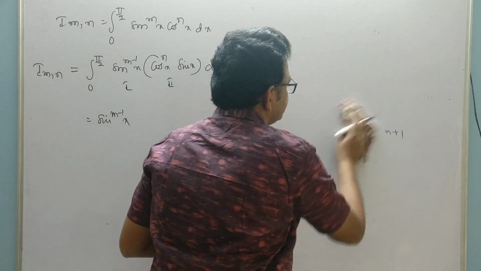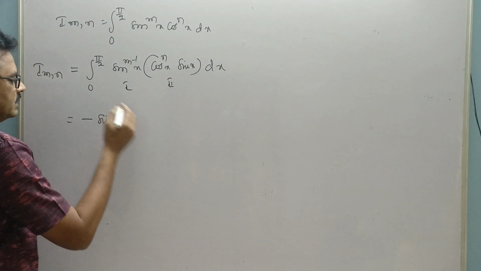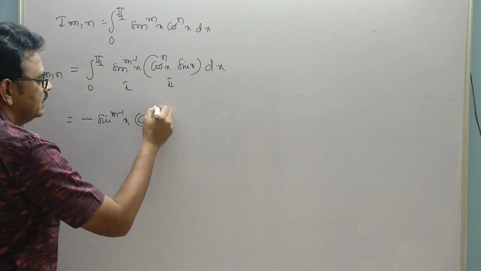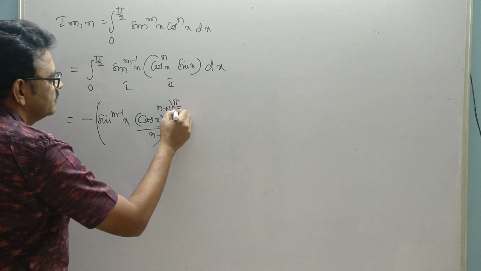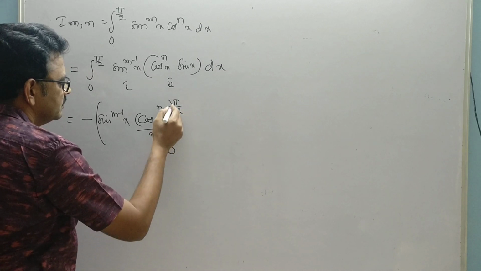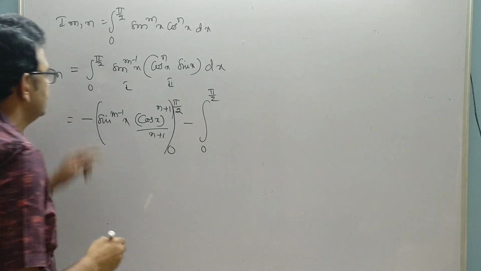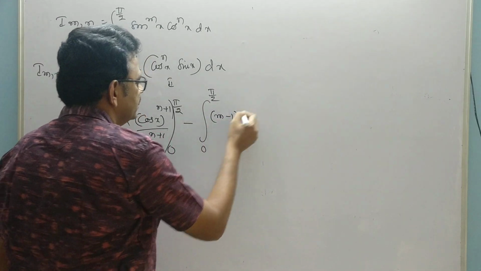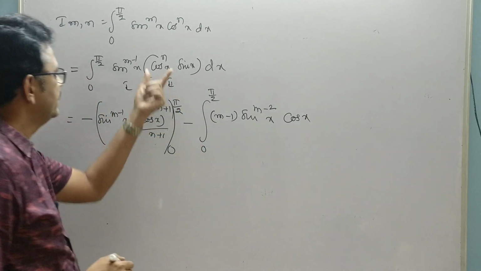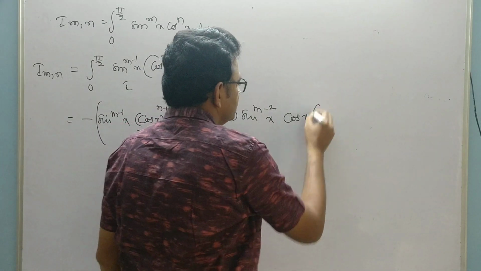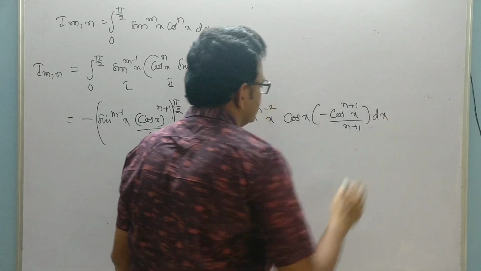So by using this, since the derivative of cos x is minus sin x, you put minus cos^(n+1)x by n+1 with limits 0 to pi by 2, minus the integral from 0 to pi by 2 of the derivative of the first function, m minus 1 into sin^(m-2)x, derivative of sin x is cos x, and the integral of the second function, minus cos^(n+1)x by n+1 dx.